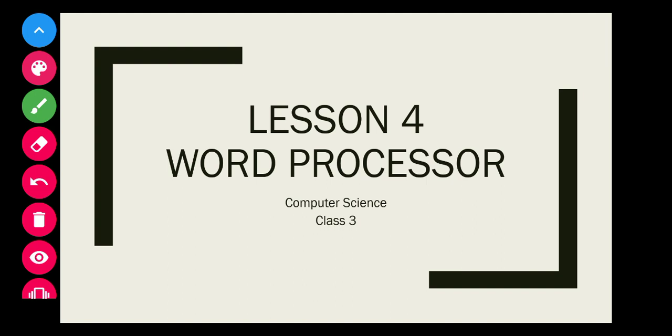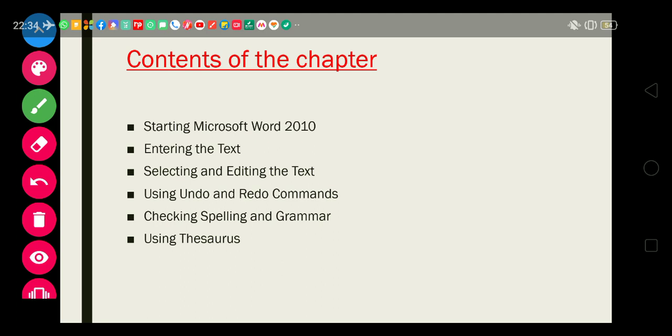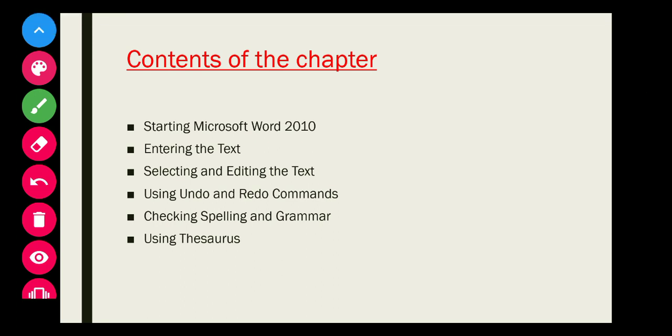Today in this video we are going to cover our lesson number 4, that is a word processor. Now before starting the chapter, let us first discuss the contents of the chapter. The first topic that you are going to study in this chapter is about Microsoft Word 2010. Next is entering the text. Next, how to select and edit the text. Next, using undo and redo commands. Next, checking spelling and grammar. And the last one is using thesaurus.